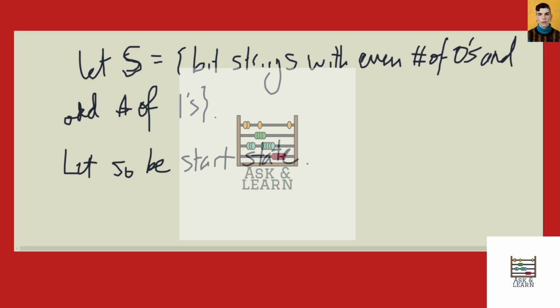Now consider the empty string. We see that the empty string does not have an odd number of ones, even though it has an even number of zeros, so it won't be in the set S. And therefore, S0 will not be a final state.